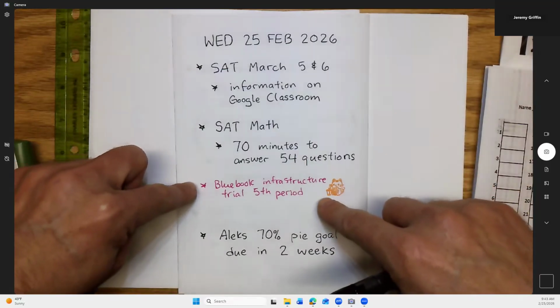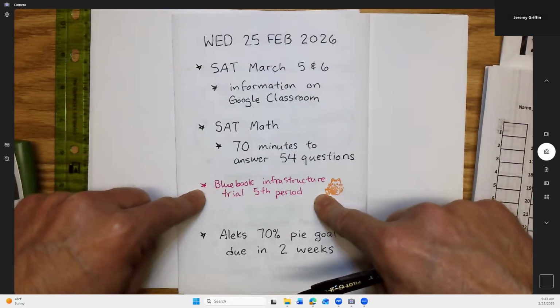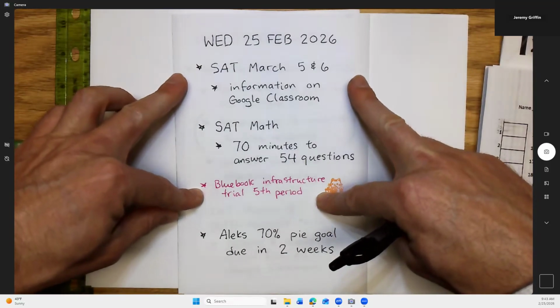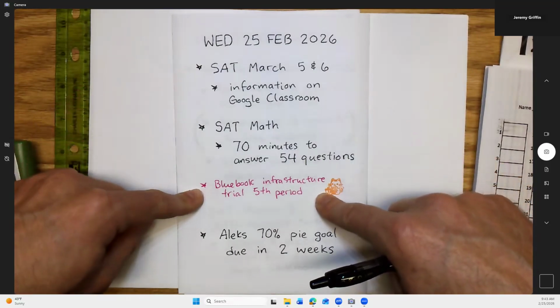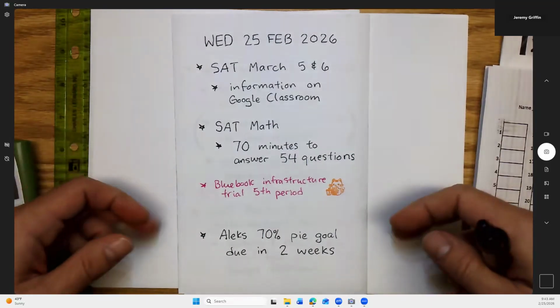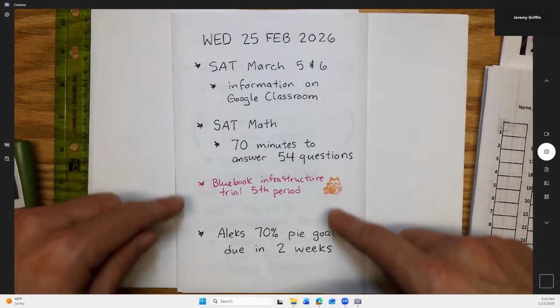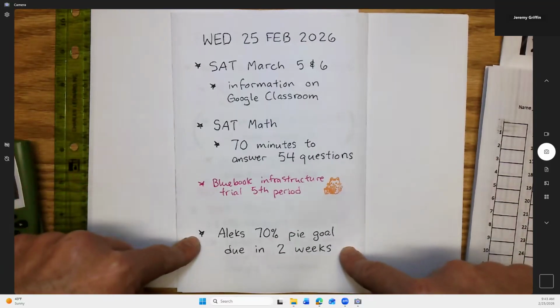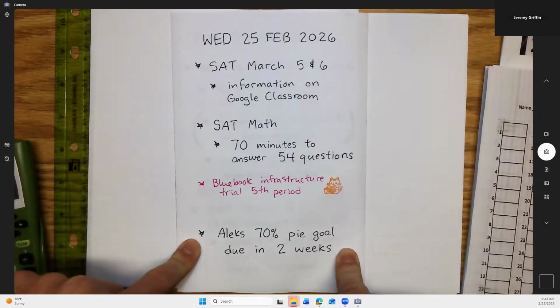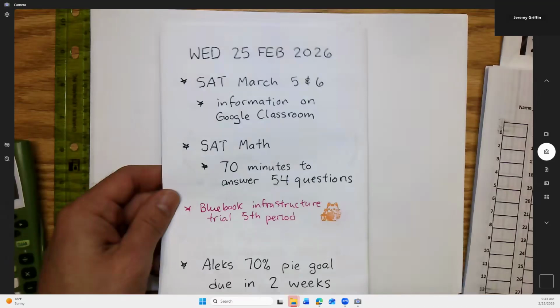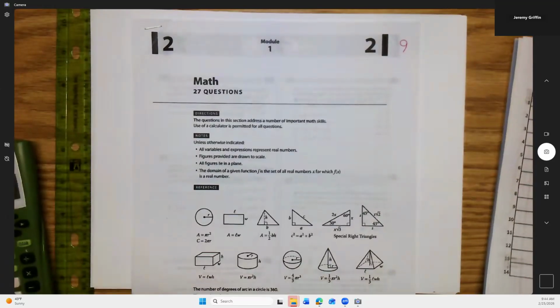Some other things coming up. In fifth period today, they're going to do a Bluebook infrastructure trial, since the SAT is going to be taken through Bluebook on your laptops. They want to make sure the system can handle the bandwidth. So have your laptops ready to go for the period. And for this class, let's do 2 weeks from now. Alex, 70% is the high goal. I think almost half of all my students have achieved that at this point, and we've got 2 weeks. So let's flip over to taking that.